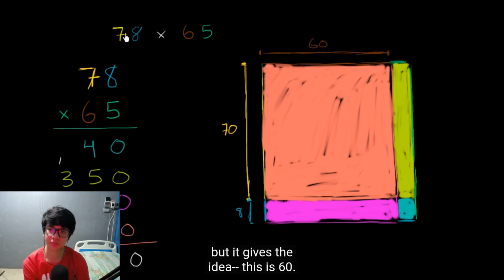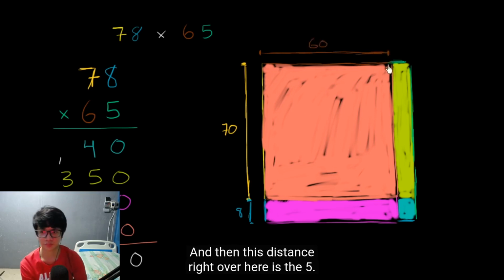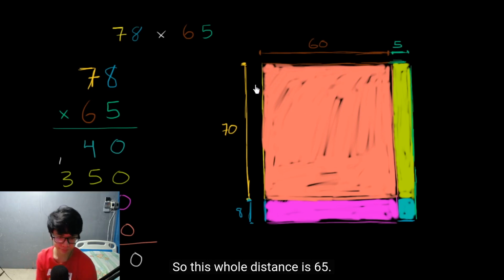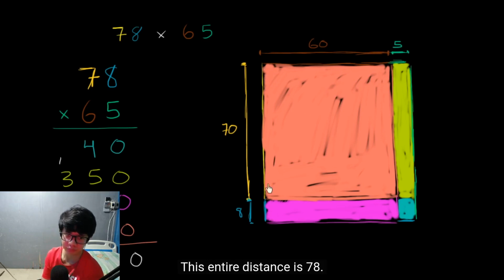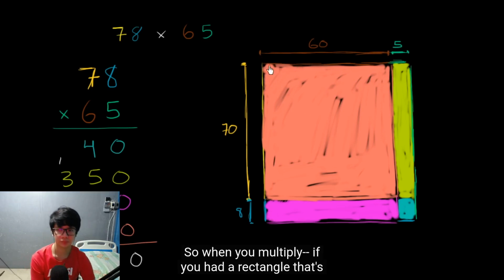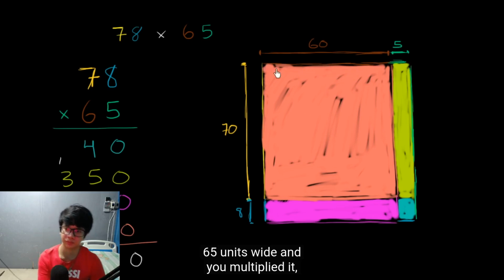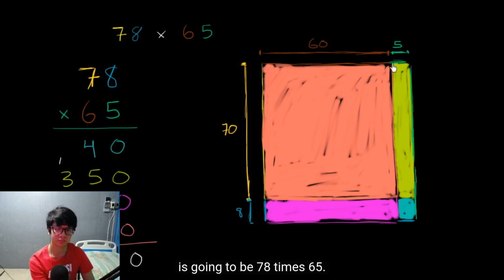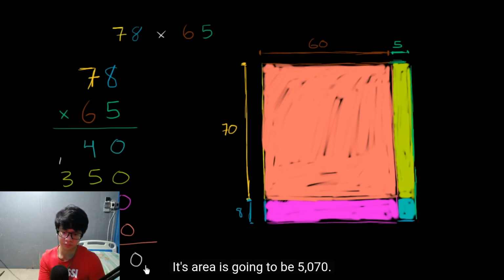This distance right over here represents the 8, and then we're going to multiply that times 65. So this distance right over here, it's not drawn perfectly to scale, but it gives the idea. This is 60, and then this distance over here is the 5. So this whole distance is 65. This entire distance is 78. So if you had a rectangle that's 65 units wide and had a height of 78 units, then its area is going to be 78 times 65. Its area is going to be 5,070.